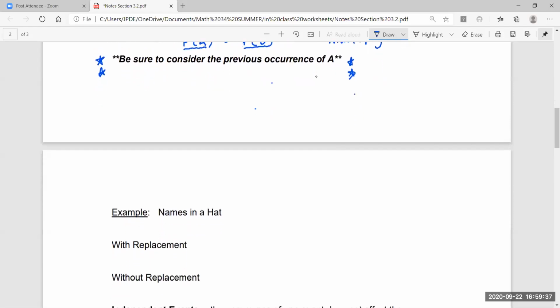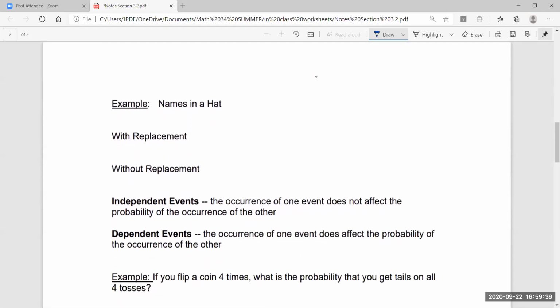Okay, now what I'm going to do here, because I want to have some space, I'm going to remind us that the probability of A and B means the probability that A happened multiplied by the probability that B happened. So we're going to remember that. And this example I really like.